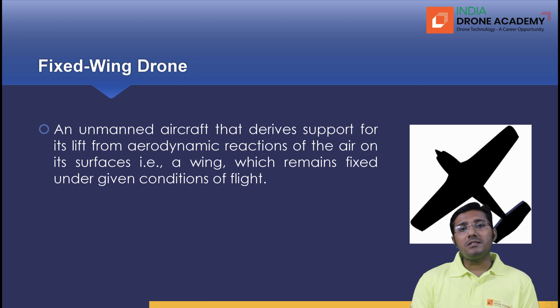So we can understand from this definition that it is the wing which is the primary source of lift in case of a fixed wing aircraft, and it derives support for its lift from the aerodynamic reactions on the surface of the aircraft, and that surface is particularly a wing here. So this is very important to remember, and this wing remains fixed under the given conditions of flight. It means it never disappears. It is the only source of generation of lift, so it has to be there during the phase of flight.